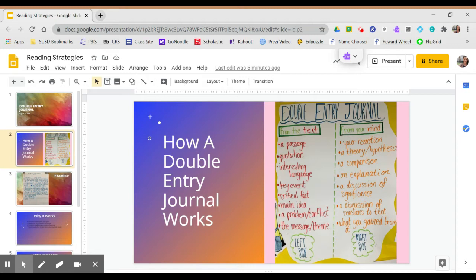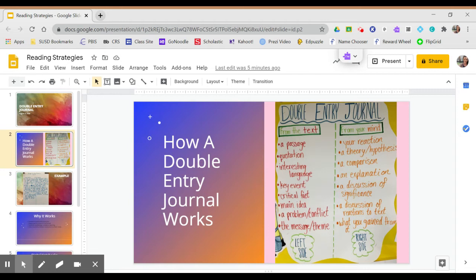I can put interesting language, especially if it's very good key vocab that we need to know for the text. We can put key events, especially if they're integral to our story. We can put critical facts, especially for informational texts that are filled with different facts. The ones that are most important would be great to note here.